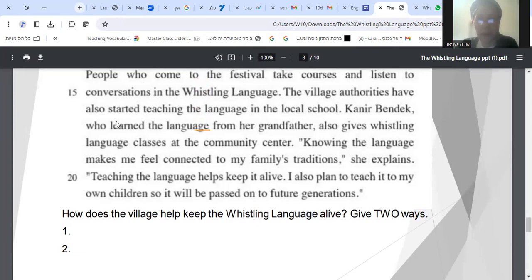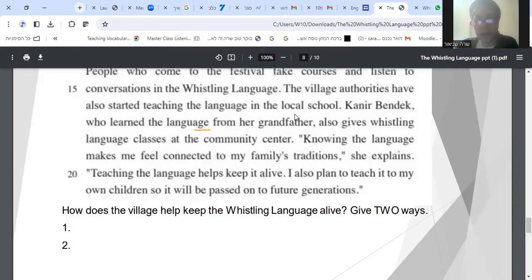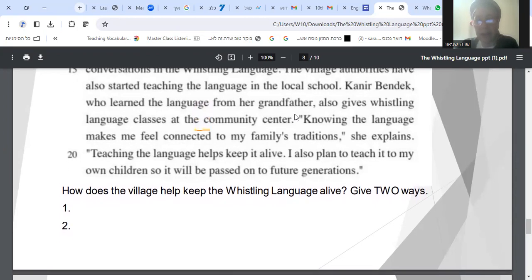הרשויות של הכפר התחילו ללמד את השפה הזאת בבתי ספר מקומיים. קניר בנדק, who learned the language from her grandfather, קניר שלמדה את השפה מסבא שלה, also gives whistling language classes at the community center. והיא גם נותנת את השיעורים האלה בשפת השריקות במרכז הקהילתי. Knowing the language makes me feel connected to my family's tradition. ידיעת השפה קושרת אותי, נותנת לי תחושה של קשר למסורת במשפחתיות.